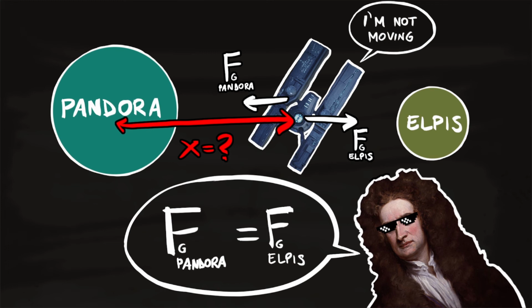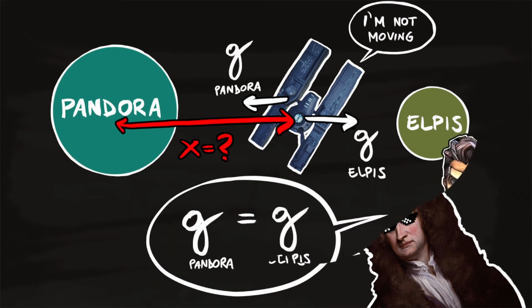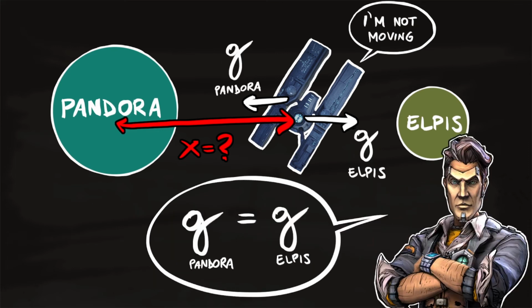But I tell you, we can go hardcore and say the space station stays still if Pandora's gravitational field balances Elpis' gravitational field. If these two gravitational fields cancel out, the space station actually feels no force and it's not gonna move.